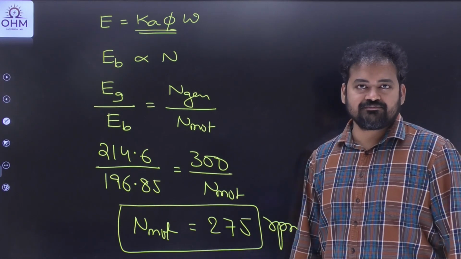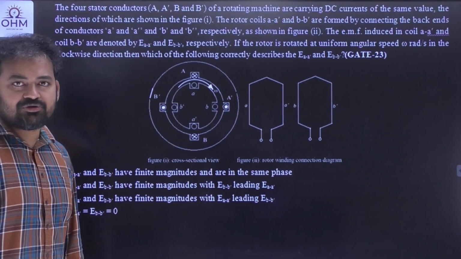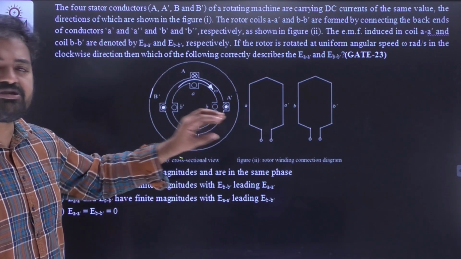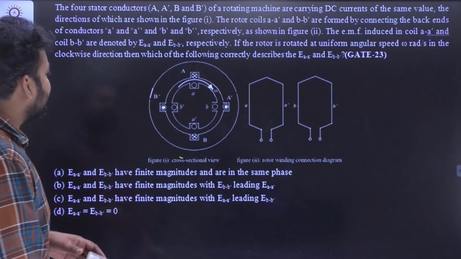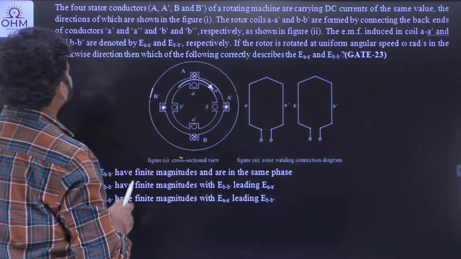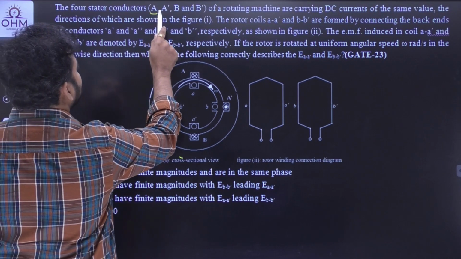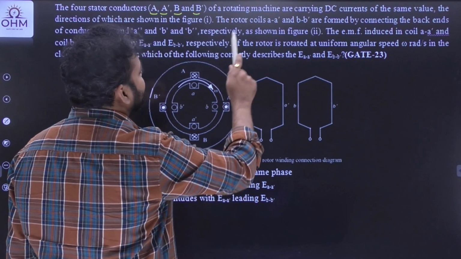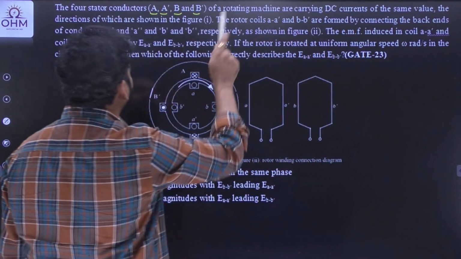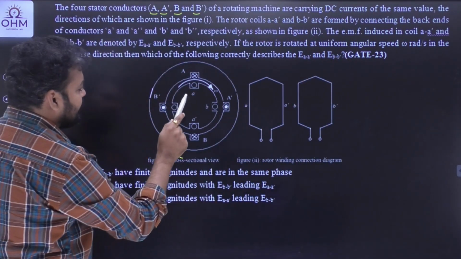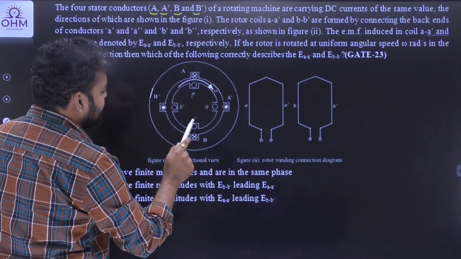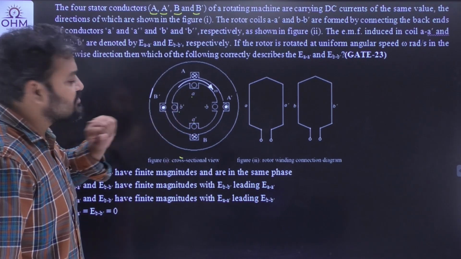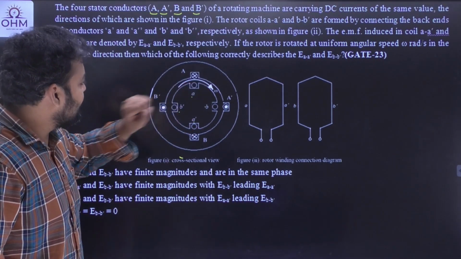Easy question. Okay. So next we have a question from the GATE 2023 paper. It's looking like a big question, but the question is very easy. You see that there was a stator and there was a rotor. The stator has conductors A, A dash, B, B dash in a rotating machine. The stator part is given, and the rotor has 4 conductors A, B, A dash, B dash. What is the voltage induced in these 4 rotor conductors is the question. The rotor was rotating in the clockwise direction.